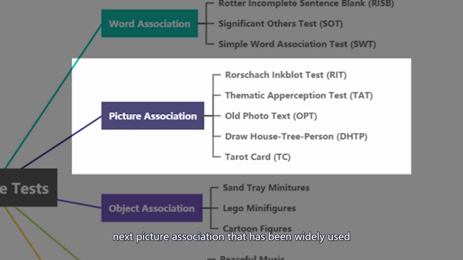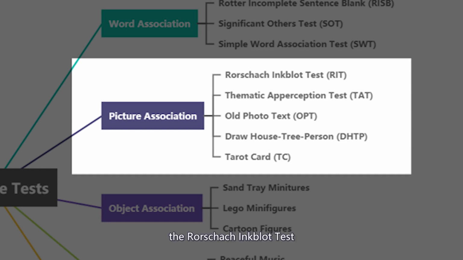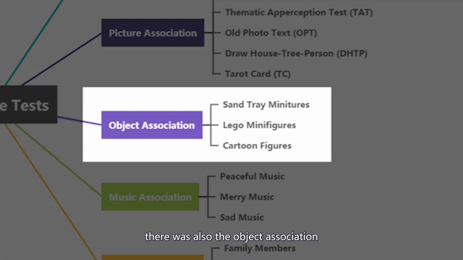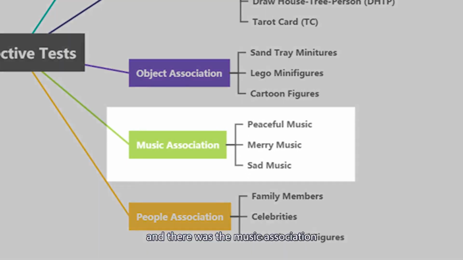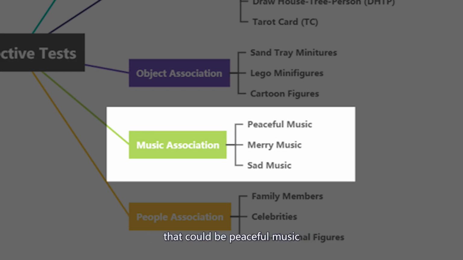Okay. Next, the picture association that has been widely used. The Rorschach Inkblot test, the Thematic Apperception Test, the photo test, draw a picture or the House-Tree-Person test, and tarot cards. There was also the object association, for instance, sand tray miniatures, Lego miniatures, cartoon figures. And there was the music association that could be peaceful music, merry or happy music, and there was the sad music.